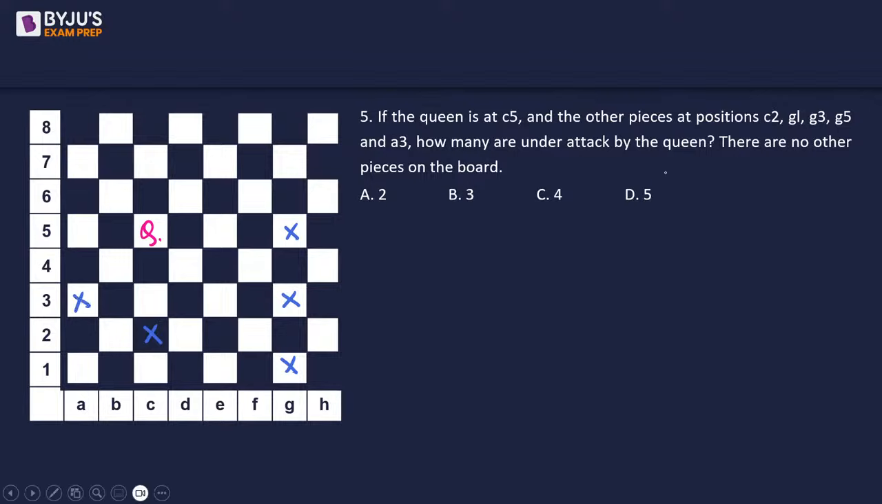Then how many are under attack by the queen? So if we follow the queen's directions, this is 1, this is 2nd, this is 3rd, this is 4th, right? There is no piece above the queen, to the left of the queen, or on the diagonals, northeast and northwest. So looking at this, can we say there are going to be four such pieces that are under attack? So 4, option C. Okay.